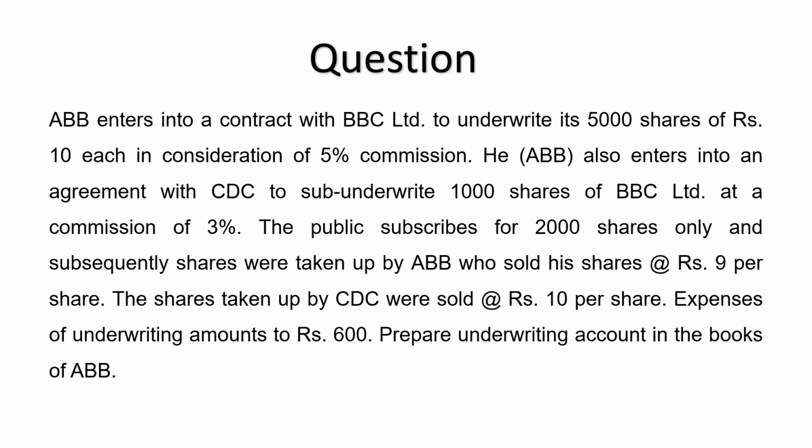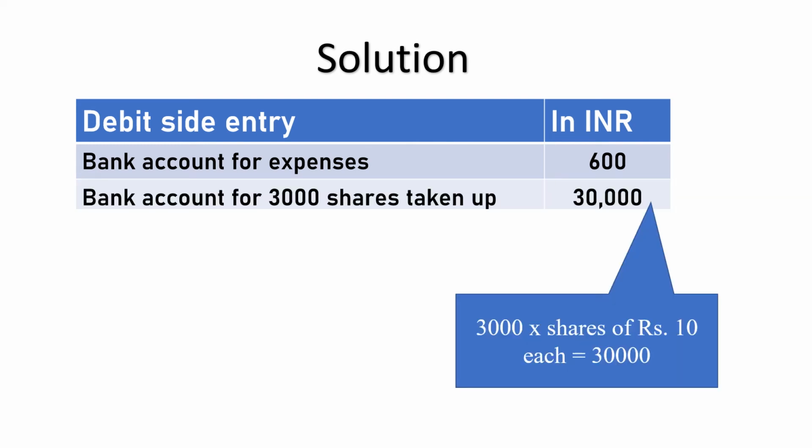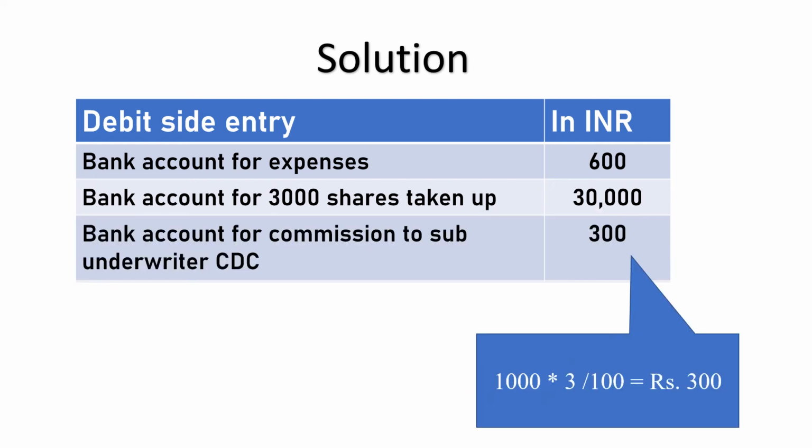Let's look at the debit side first. Bank account for expenses is Rs 600. Bank account for 3,000 shares taken up is Rs 30,000. Bank account for a commission to sub-underwriter is Rs 300.